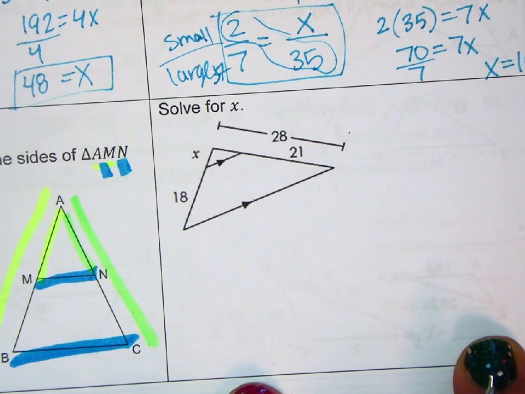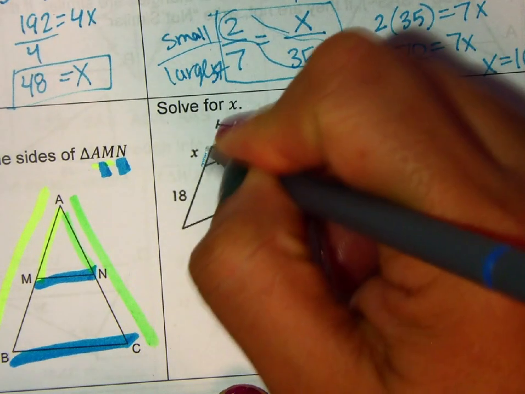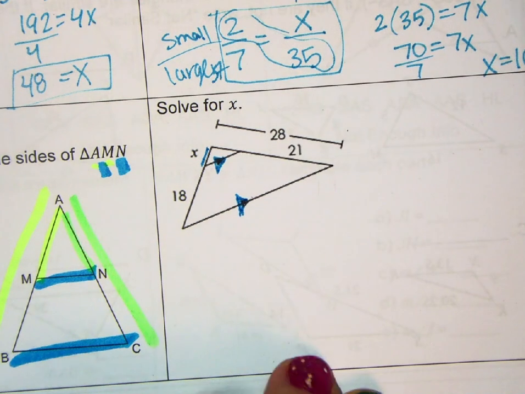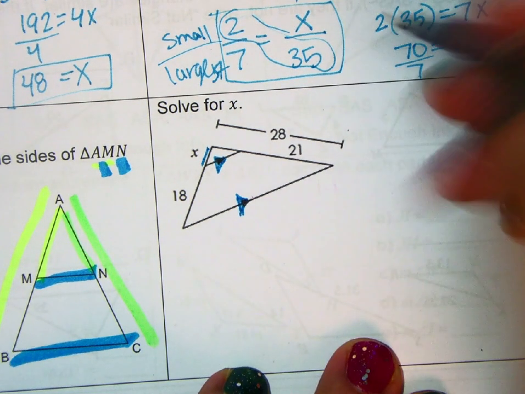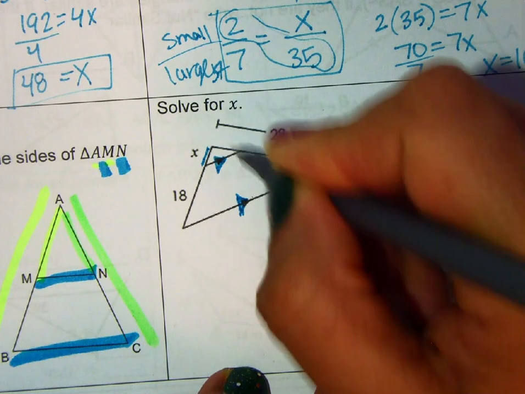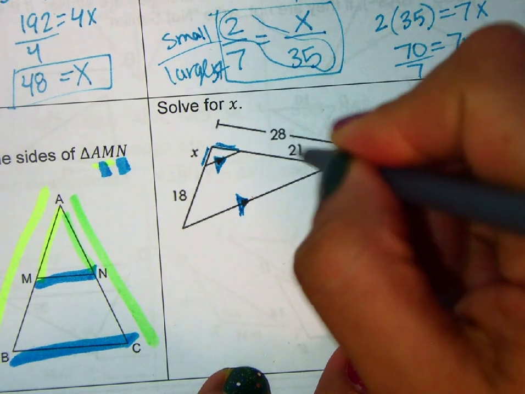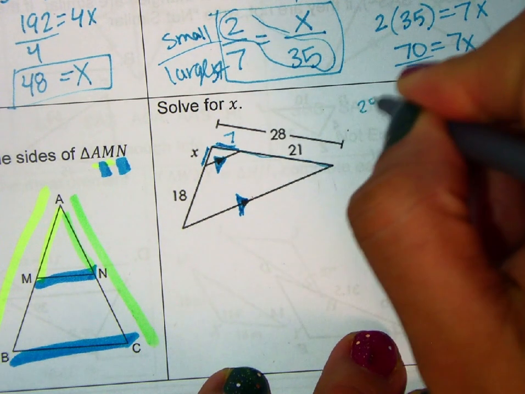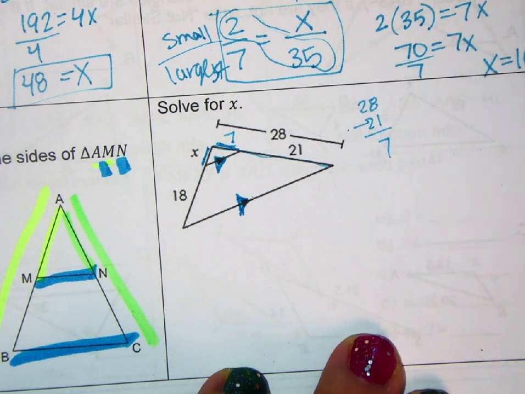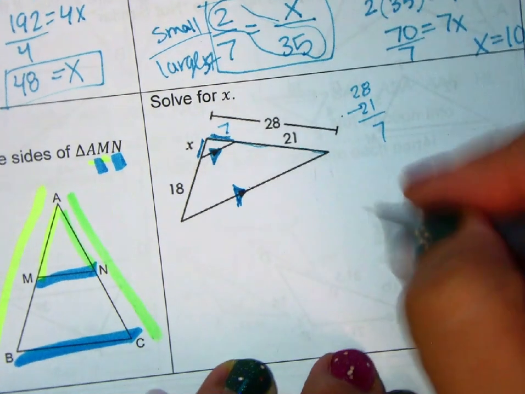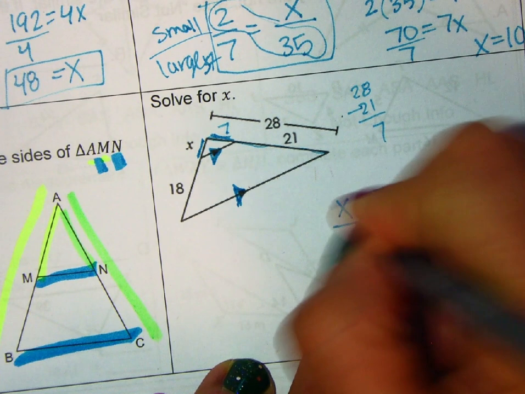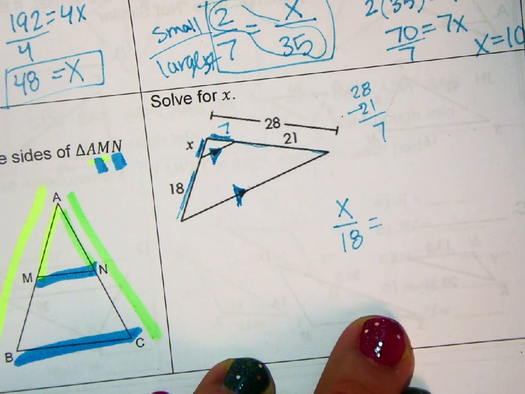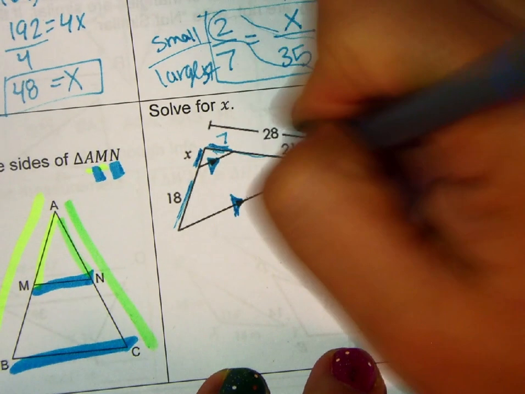Next one, we have a solve for x, and they're telling you that these are parallel with these little arrow annotations. So you just do the part to part. Keeping in mind that 28 is given, so we're missing this little part right here. But 21 plus 7 is 28. You could do the annotation here if you need to find that difference of how we got 7. And then now we do a proportion. We're going to do x to 18. So this part to this part equals, and we're going to do 7 to 21.